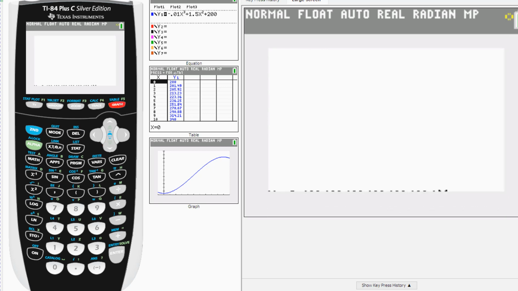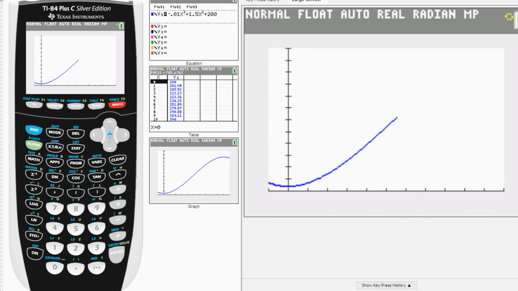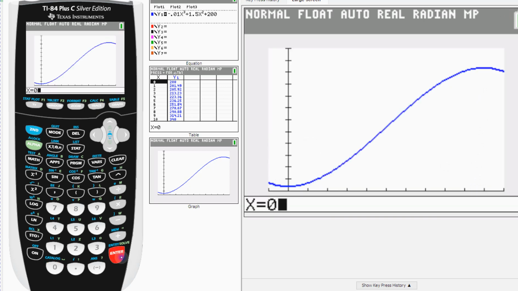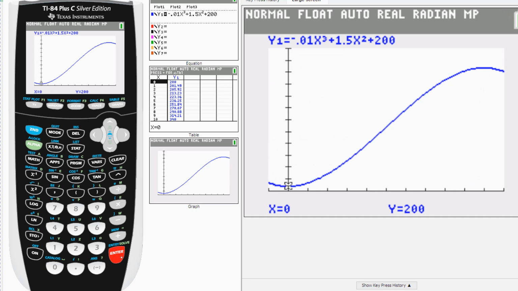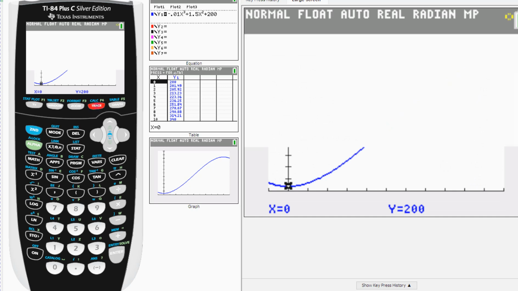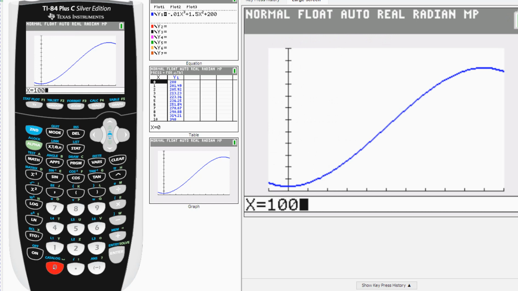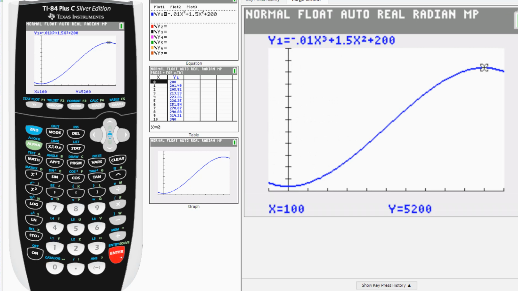And then hit graph, and it should give you a nice looking function. Again, we're only going to graph from 0 to 100, and I'm actually going to use my calculator to find those. Now the 0 is at 200, but you can check. Hit second trace, value, 0. That's where we'll start, 0 to 100. Then hit second trace, value, and type in the end point, which is 100. That's where my domain ends. And so we end right there at that peak.